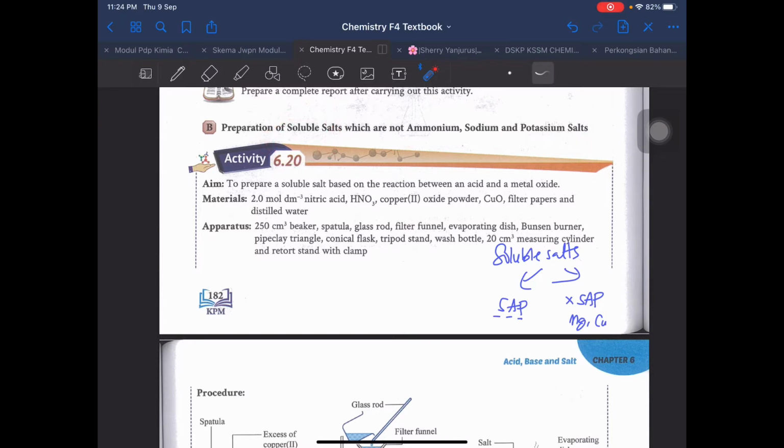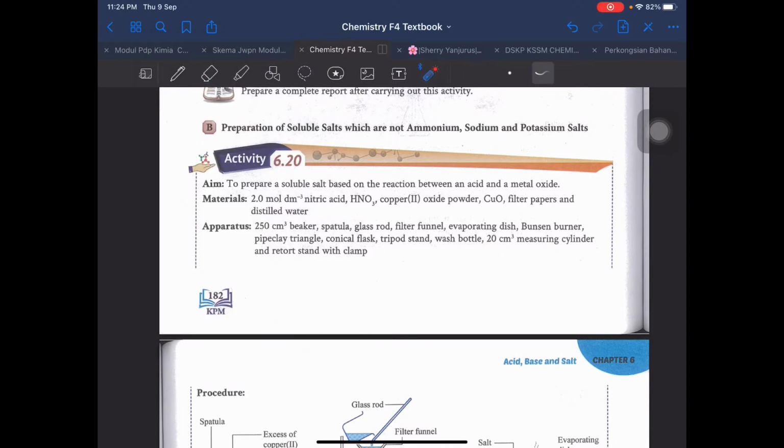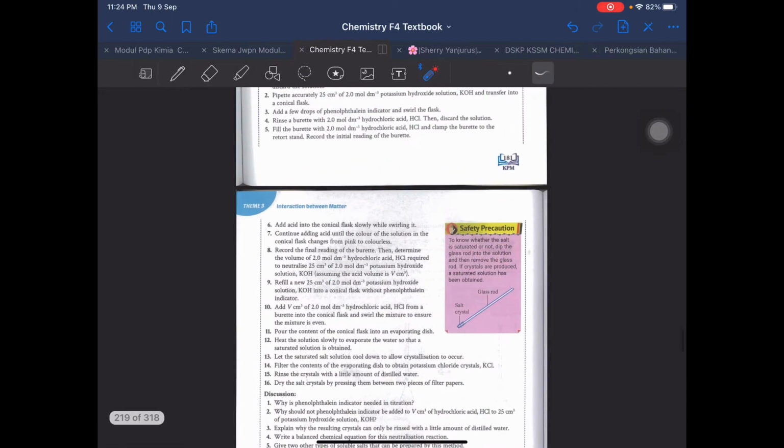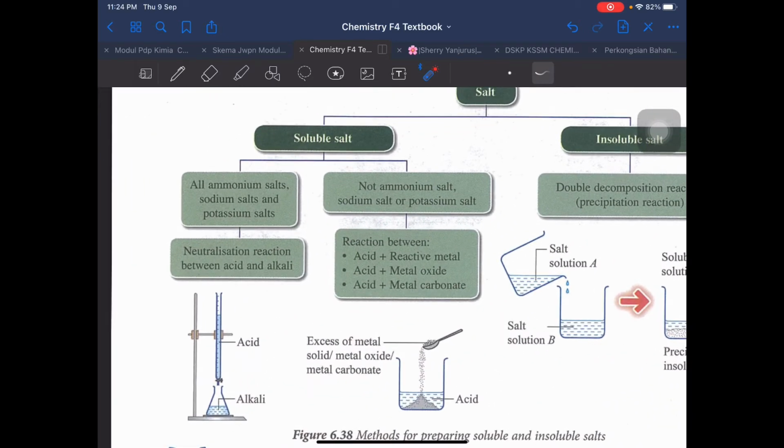In today's video, we are going to focus on how to prepare the soluble salt which are not SAP. There are three reactions. Ada tiga tindak balas. I hope you still remember. I will show you one more time. This is the note. Soluble salts are divided into two types. One is SAP, all ammonium, sodium, potassium. That's why I call it SAP. And then not SAP, apa-apalah, Cu ka, Mg ka, Al ka, asalkan bukan SAP.